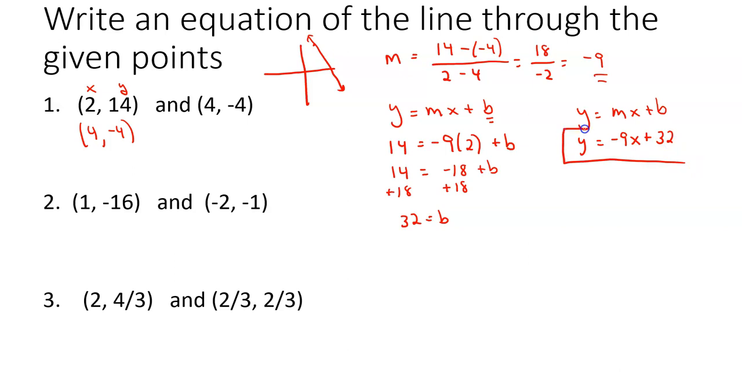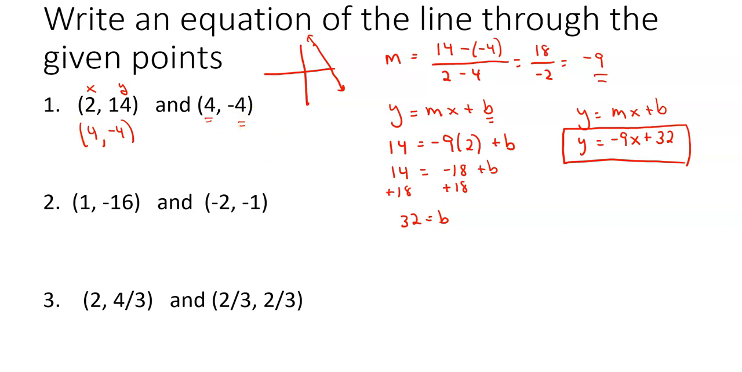Right, if I want to check my answer, there's a nice way to check my answer, which is come back to my 2 original points, put a 2 in for x. See that I got a 14 out for y. You can also put a 4 in for x, right? Negative 9 times 4 is negative 36, so negative 36 plus 32 is negative 4. It works for both those points, so I'm pretty convinced that that really is the equation for my line.